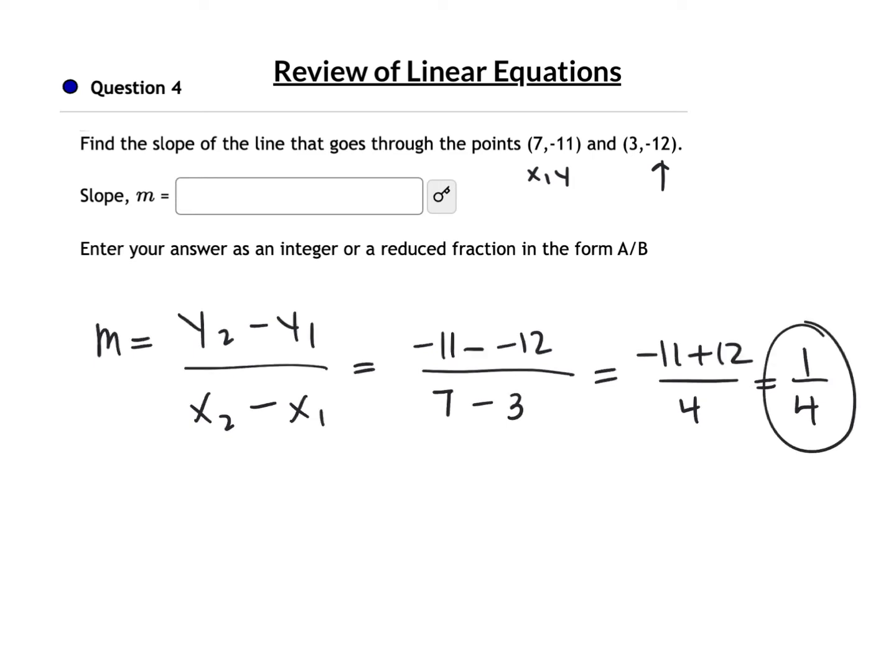Slope is always a fraction. It's rise over run. Always check to make sure your fraction is simplified, that it's reduced, that there are no common factors between the numerator and the denominator. If you had a slope like 4 over 8, you'd have to remember that they both divide by 4. Divide 4 by 4, you get 1. Divide 8 by 4, you get 2. Always make sure your fractions are reduced or simplified.